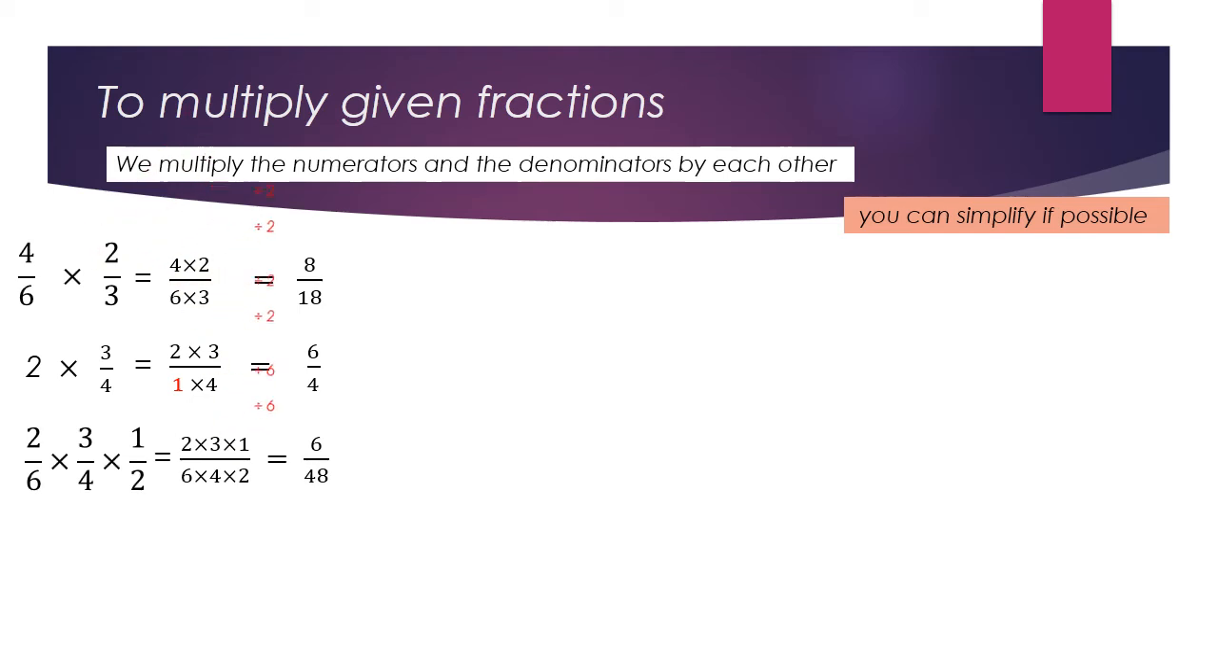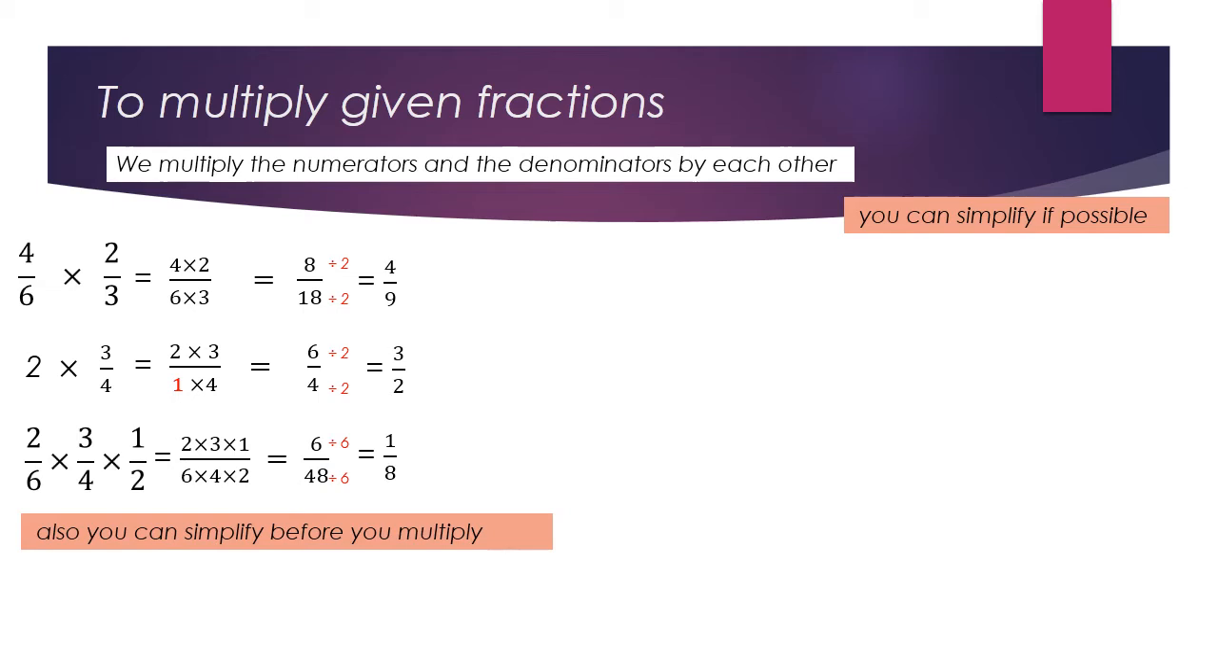So we simplify them. 8 over 18 can be divided by 2. 6 over 4 can be divided by 2 also, and 6 over 48 can be divided by 6. So the answers will be 4 over 9, 3 over 2, and 1 over 8. You may know that we can simplify before we multiply.